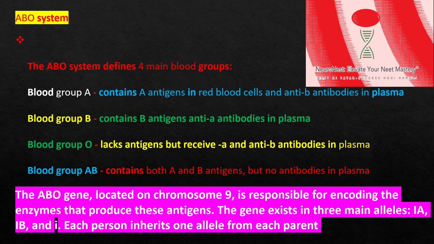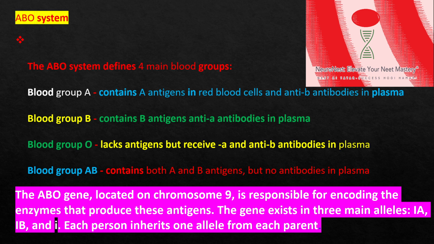So we have seen that blood group AB contains both A and B antigens, but no antibodies, whereas blood group O contains antibodies A and B, but no antigens. So depending upon this presence of antigens and antibody, we decide the blood groups. The ABO gene is located on chromosome 9. Remember this, it comes in your NEET PG examination.